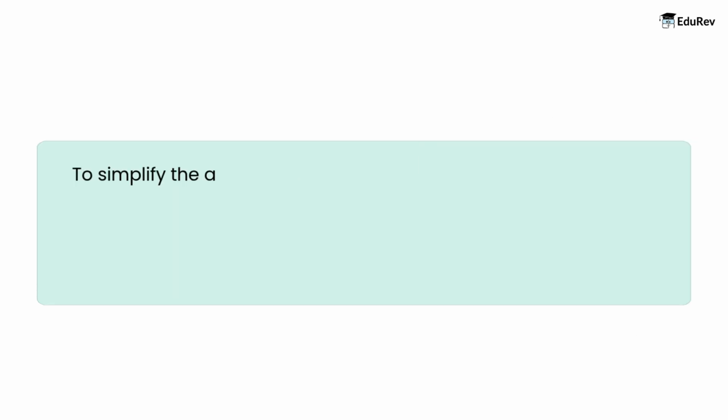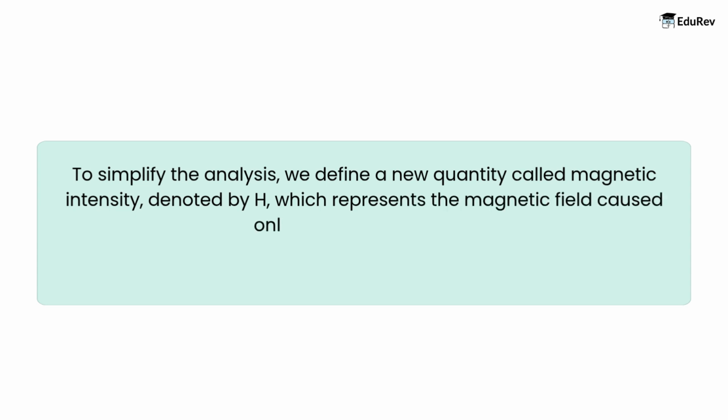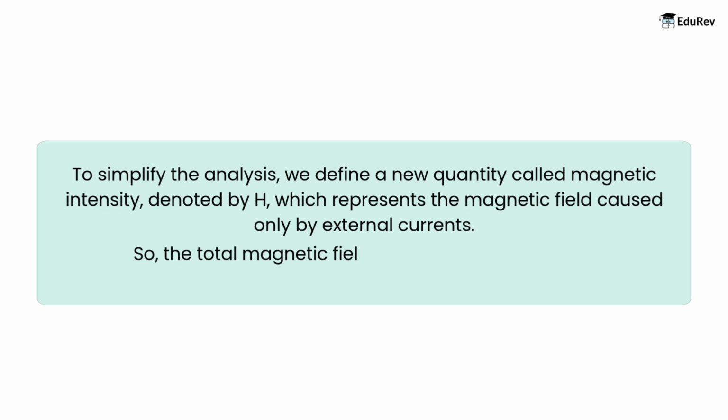To simplify the analysis, we define a new quantity called magnetic intensity, denoted by H, which represents the magnetic field caused only by external currents. So, the total magnetic field in the material becomes B equals mu naught times the quantity H plus M.